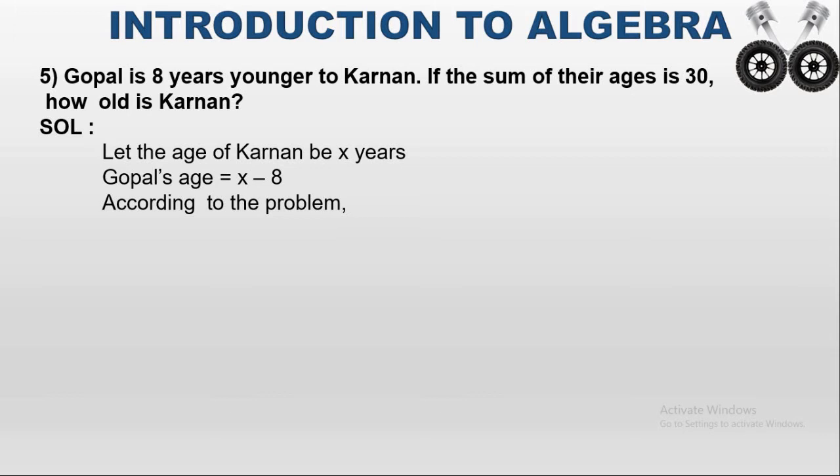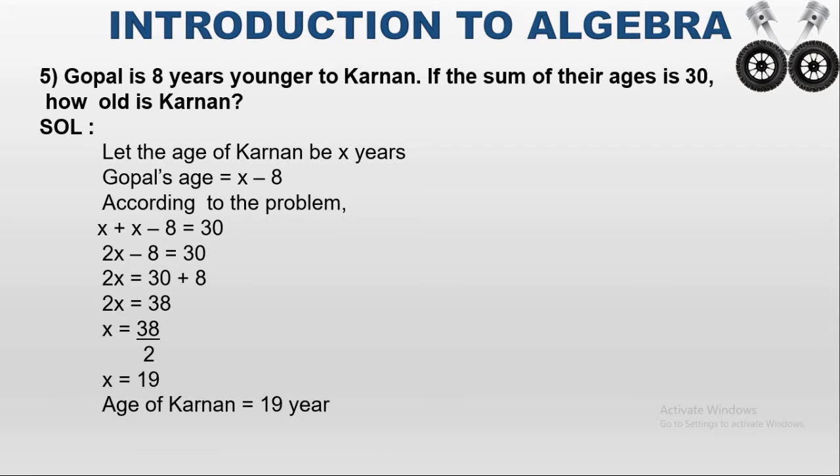Then the condition given here is the sum of their ages is 30. So whose age do you have to add? You have to add the age of Karnan plus the age of Kobal. So what is the age of Karnan? We don't know, so that is taken as x. So x plus the age of Kobal, which is x minus 8. So x plus x minus 8 equals, so what is the value given here? It is 30. So x plus x, that is 2x minus 8 equals 30.